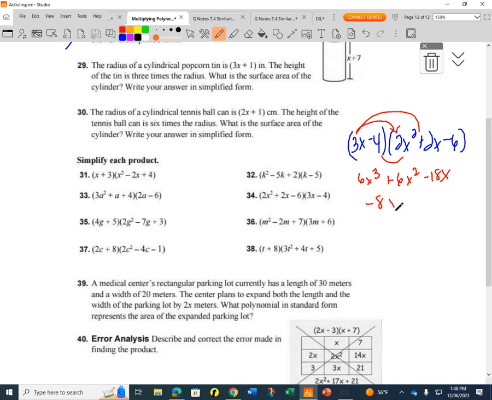Negative 8x squared minus 8x plus 24. Aiden, you see what I'm doing? Yeah, I can. Alright, so that's the only one of those I have. I've got x squares and x squares here. X's and x's here. And the only constant I have is there.